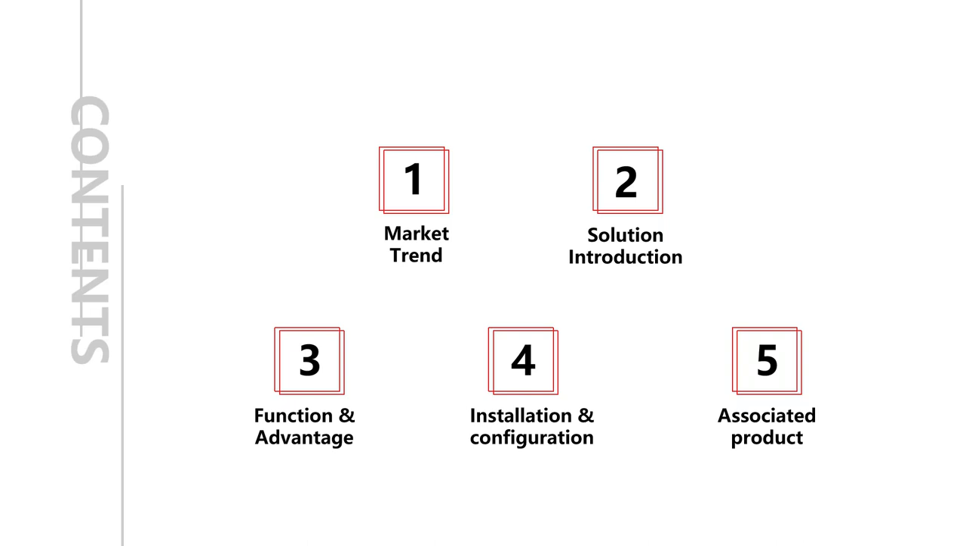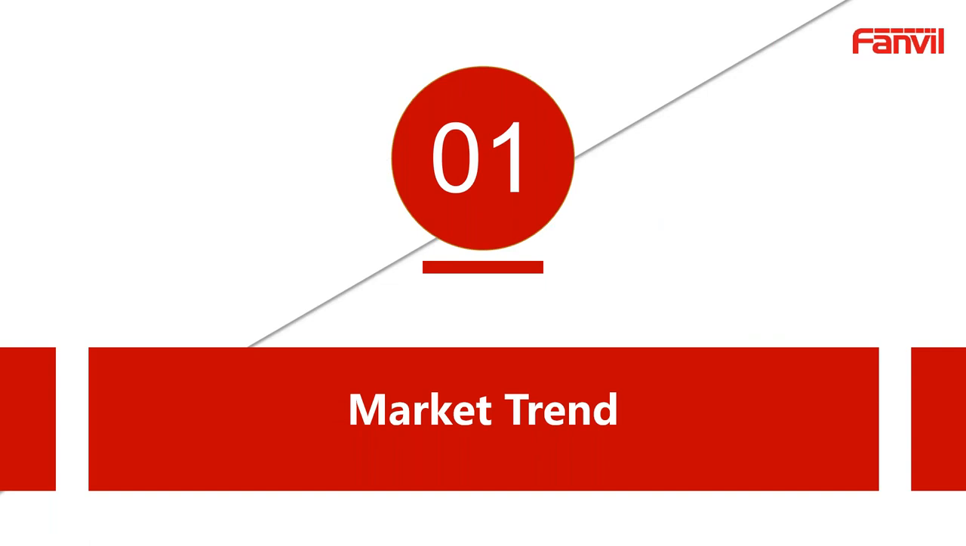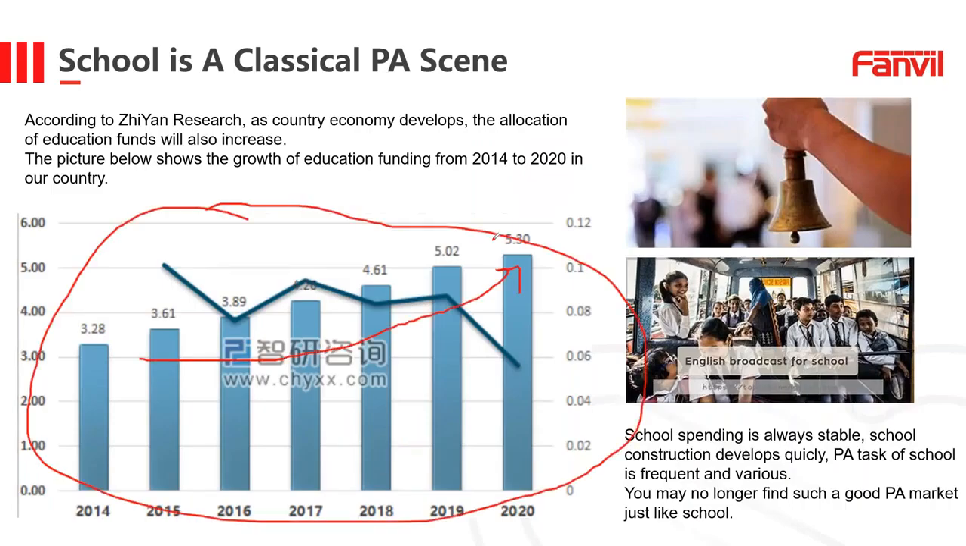Before introducing the solution, I want to share with you why the school industry is important. I haven't found the data of Middle East countries, so this picture below is education funding from 2014 to 2020 in our country. You can regard it as an example. You can notice that its funding is increasing constantly, and you will also find the school has stable spending. That is why many people think school is a good market, and the players of the school market don't need to worry about whether their customers have money.